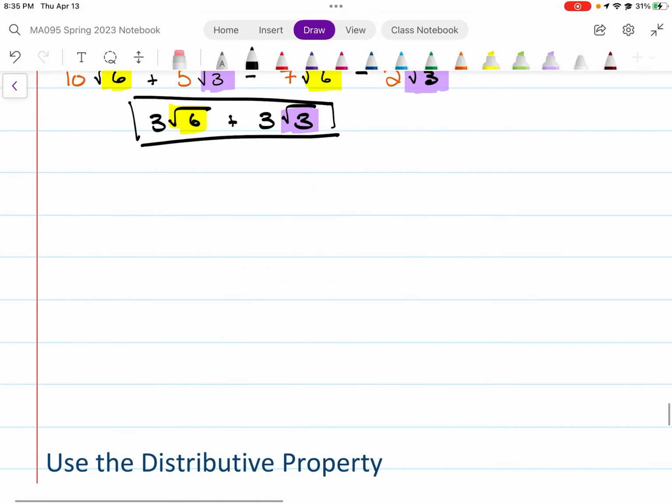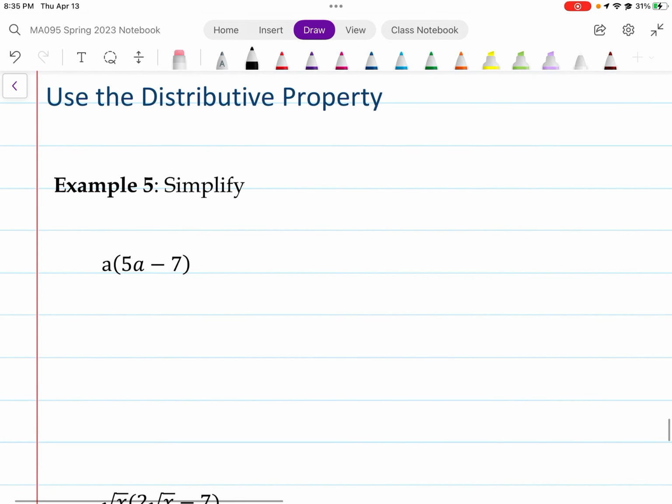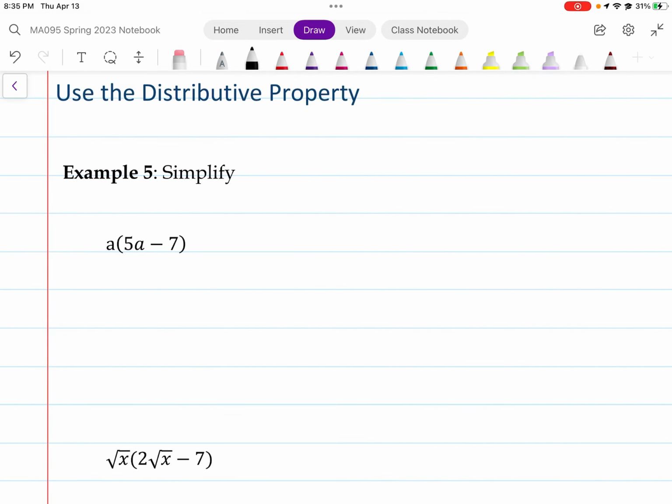All right, I believe that is, using the distributive property, right? Okay, so this is the last topic. So we're going to distribute these just like we distribute everything else. So this A gets distributed times this and times this. So practice that before we do it with square roots.